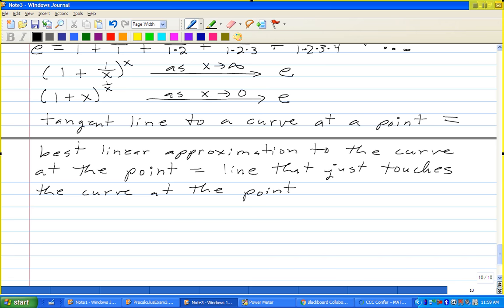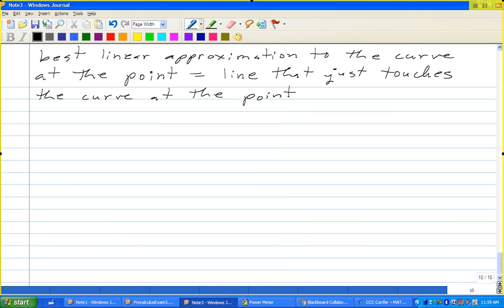Okay. So let me look at, if I see from above, the graph of, let's say, 1 to the x would just look like this.